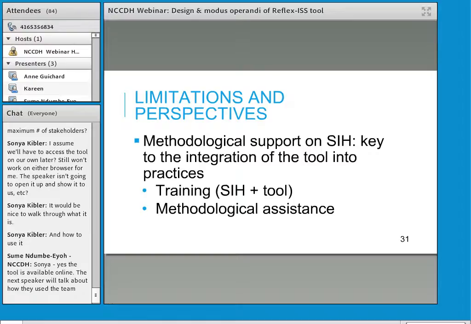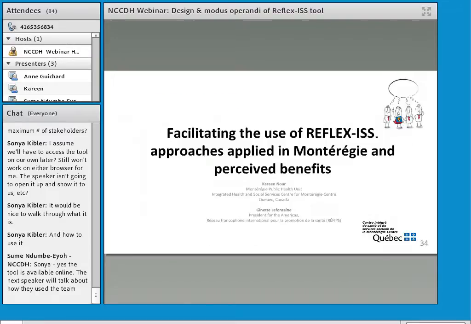Thank you very much, and it's really great to see the amount of thought your team put in terms of ensuring participation from the organizations who are going to be using this tool. As Anne mentioned, we will be taking questions at the end of both presentations, but you can start to send them in via the chat box. We're now going to move on to slide number 34, and I'm going to pass it on to you, Karen. Karen is going to talk about how this tool has been applied in Montérégie.